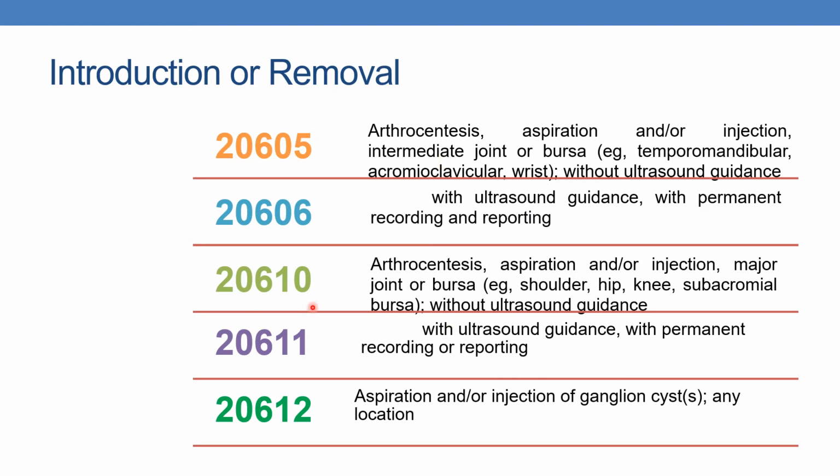The next is 20610, arthrocentesis, aspiration and or injection, major joint or bursa, for example, shoulder, hip, knee, subacromial bursa, without ultrasound guidance. The next is 20611, arthrocentesis, aspiration or injection, major joint or bursa, with ultrasound guidance, with permanent recording and reporting. The next is 20612, aspiration or injection of ganglion cyst, any location.